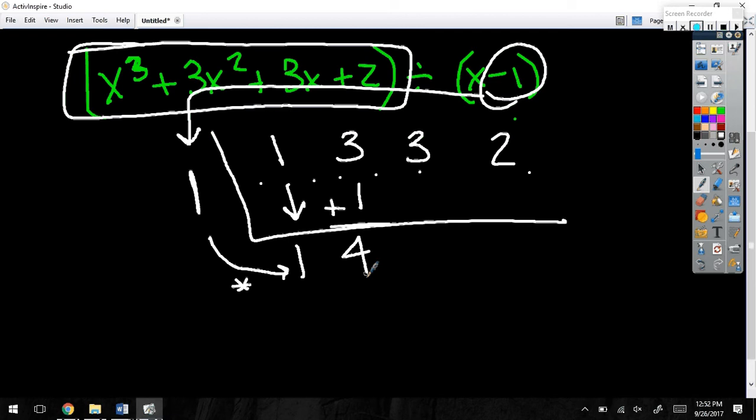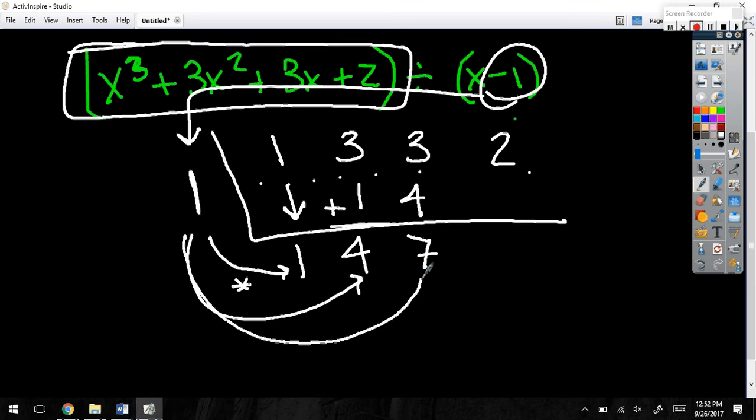Do it again. Multiply. What do you get? 4. And add. 4 plus 3. You add the columns. Multiply and add. So after you drop that first one, it is a constant pattern of multiply, add, multiply, add, multiply, add, multiply, add.